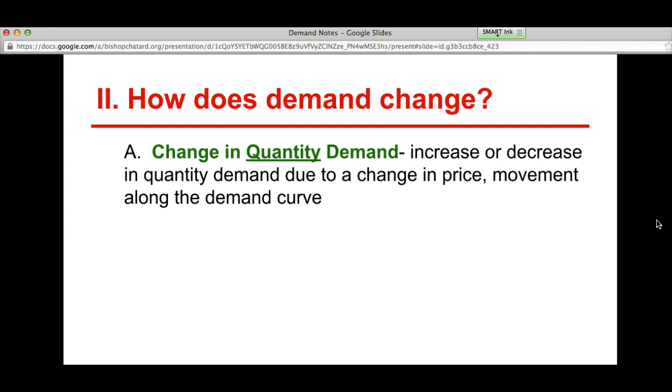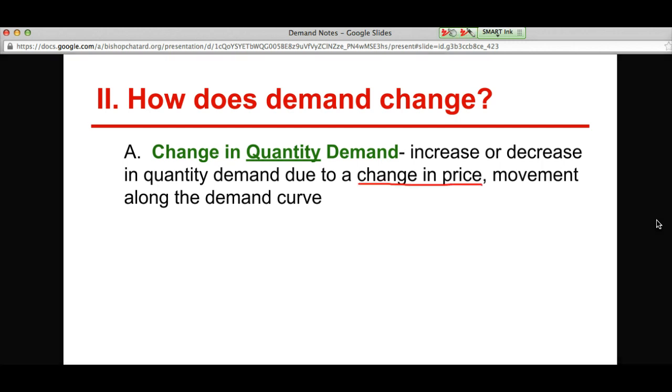The first one is a change in quantity demand. The second one is a change in demand. Sounds very similar, very different, okay? So we'll talk about this one first. A change in quantity demand is an increase or decrease in the quantity demand due to a change in price. It's a movement along the demand curve. All right, big thing that I want you to notice, change in price, okay? That's huge. This is the only thing that changes when we have a change in quantity demand.